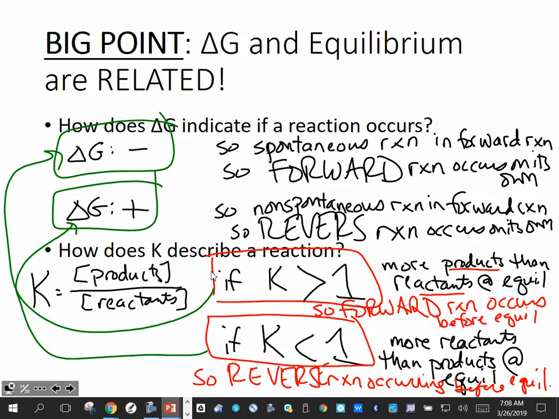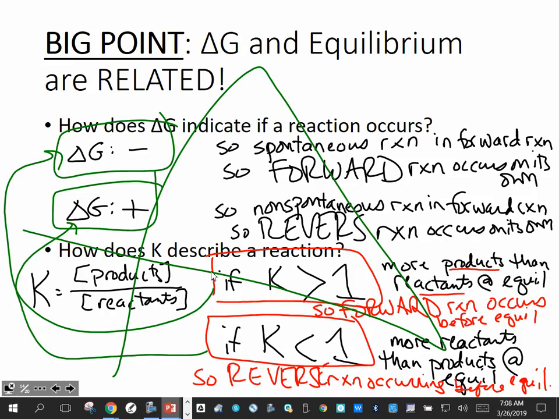So huge star, circle around this idea. The sign on delta G and the magnitude of K are basically saying the same thing about a reaction in slightly different terms. Delta G is saying before you get to equilibrium, which reaction is going to occur more frequently, forward or reverse. And then K is saying, okay, well, now that reaction has occurred on its own, we can make a statement about relative quantities of products and reactants.